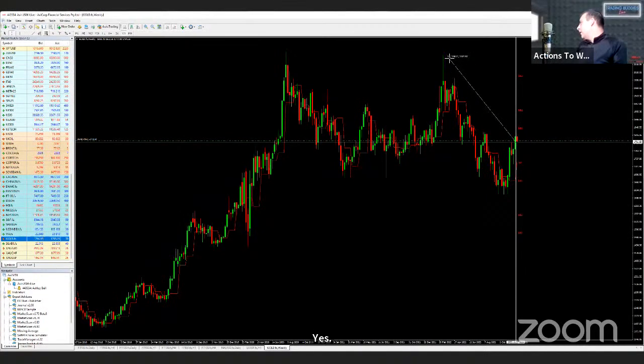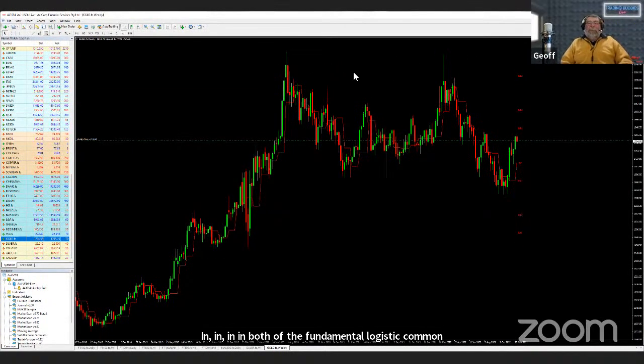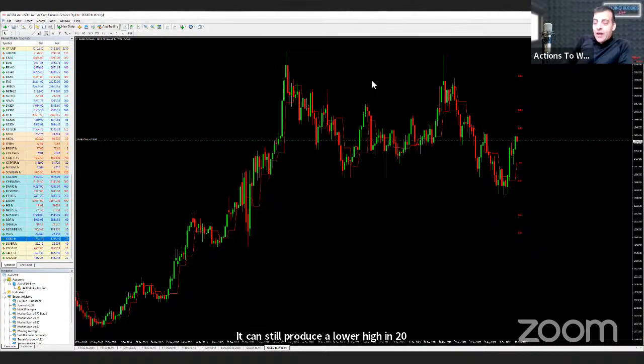So from a fundamental, logistical, common sense, and even a chart point of view, it can still produce a lower high in 2025. Yes, it could, mate. You're absolutely right. And this is the question, really, isn't it? If we're looking at 2023, what's the trade? This year, it was the dollar. We need to start talking about this, don't we? Because if we'd had this discussion last year in some detail, which we didn't, to be fair, then maybe we would have churned out the dollar. I don't know. But what's the story in 2023?